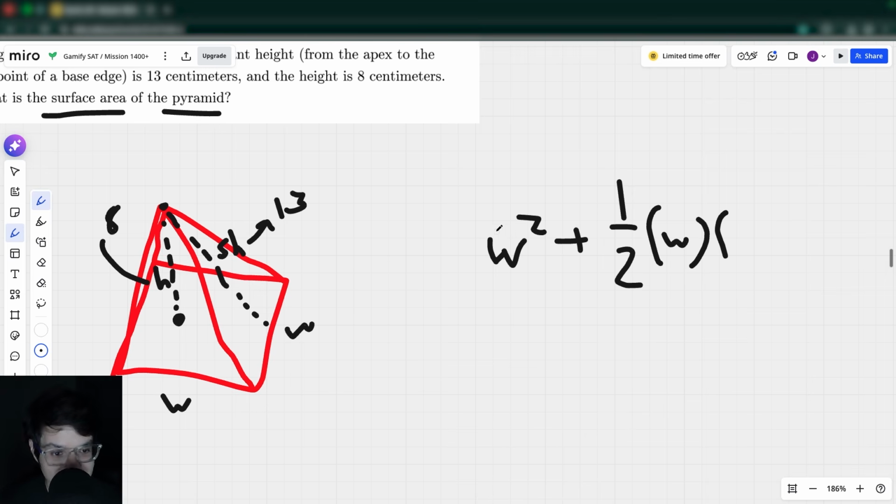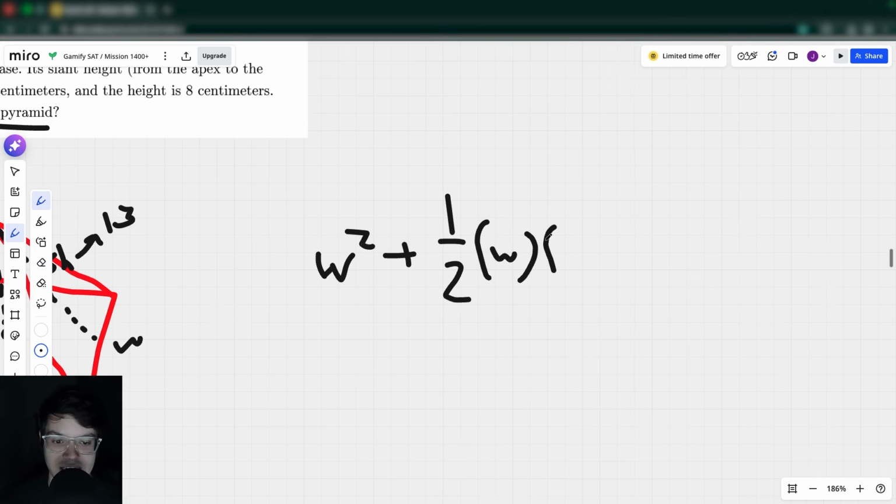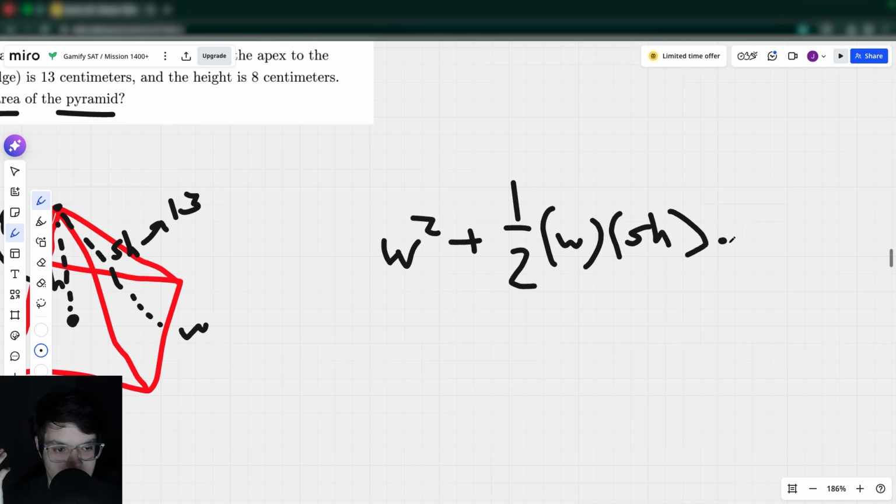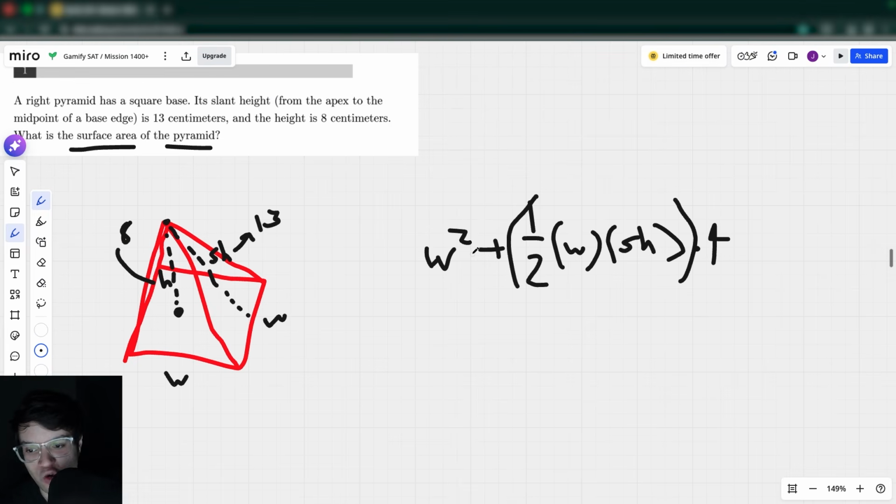That's where it gets a little bit interesting. It's not going to be the regular height. It would, in fact, be the slant height. And then also we have to do this all times 4 because there are 4 different triangles. So this is the formula, but how would we go about actually figuring out any of this?